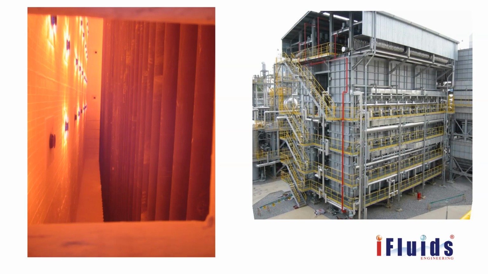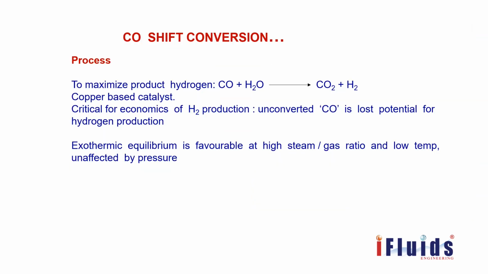The product is called synthesis gas. So this we have to purify. Before purification, we have to recover maximum hydrogen. To maximize the hydrogen product, whatever CO composition is there in the synthesis gas, that is the outlet of the reformer, is again reacted with the steam to give CO2 and hydrogen.